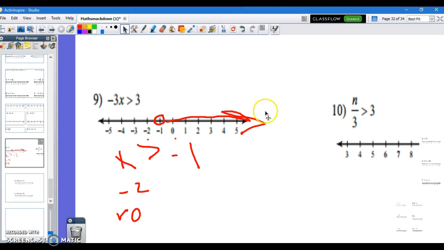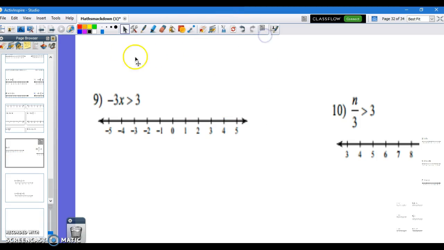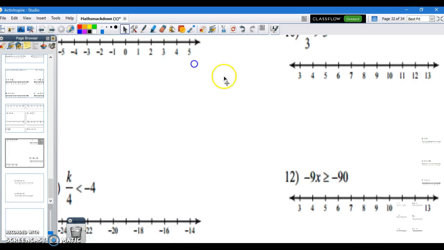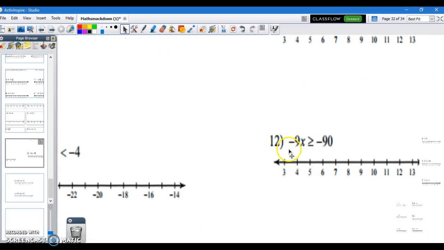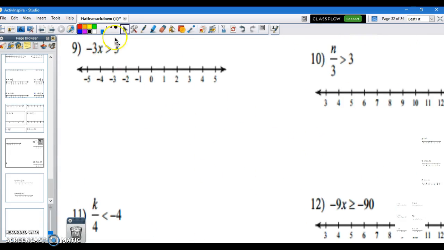And number 12 will work the same way, but there's something special about these, which I will show you tomorrow. There's a rule of what happens when we divide by a negative number, like this one. But I'll show you that tomorrow. I think that's only for number 9 and 12. So the rest of them you should be able to do on your own.